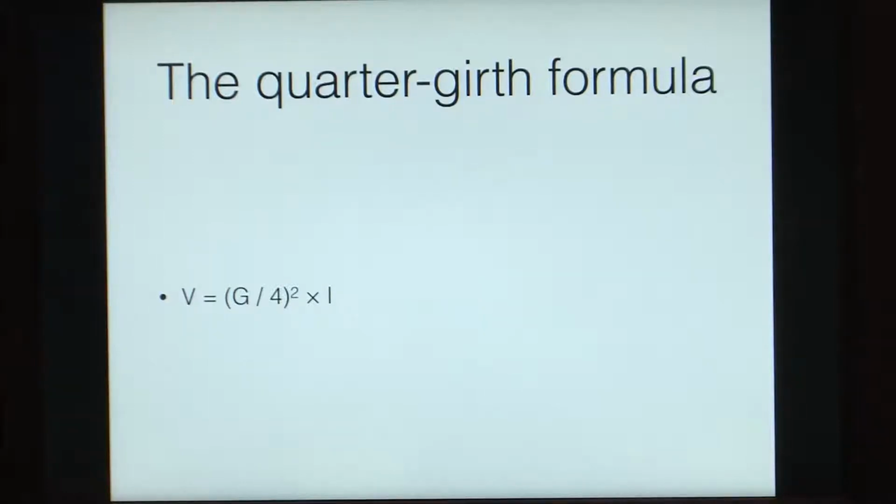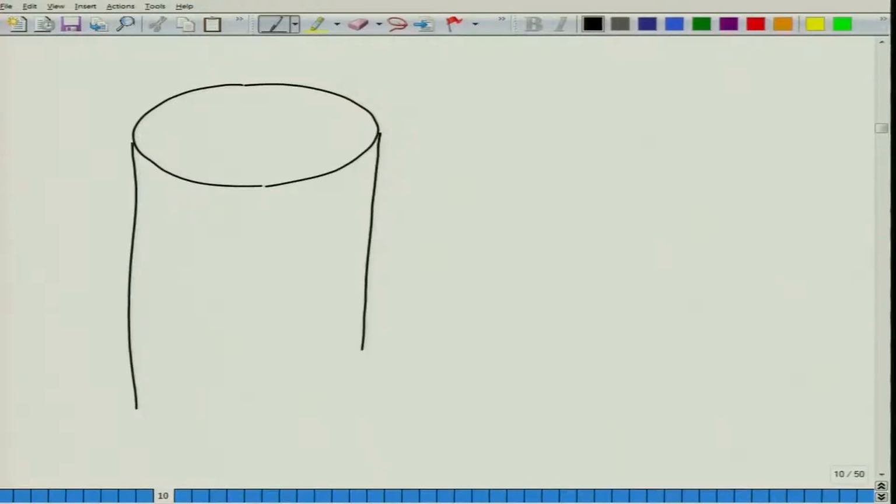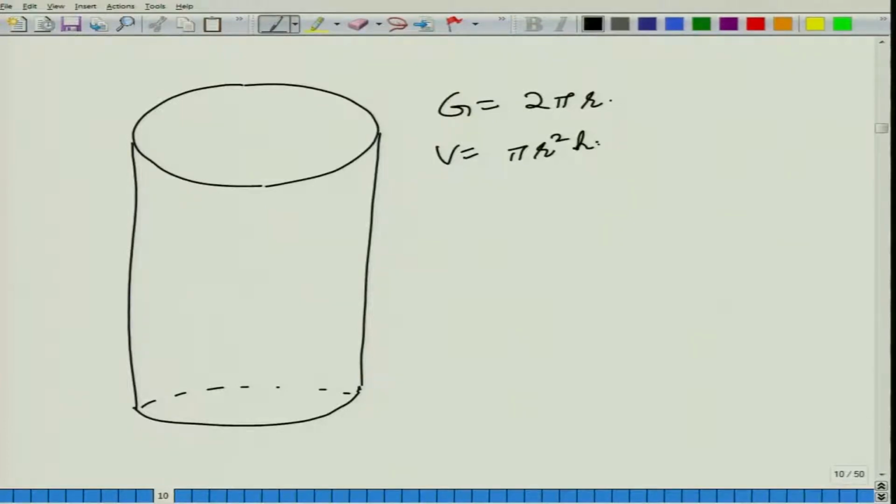Now, G in this case is the girth of a solid. For instance, if we consider our log to be a cylinder, the girth will be given by the circumference of one of its ends, which is 2 pi r. We had defined the volume of a cylinder as pi r square h. So, this is the correct volume.